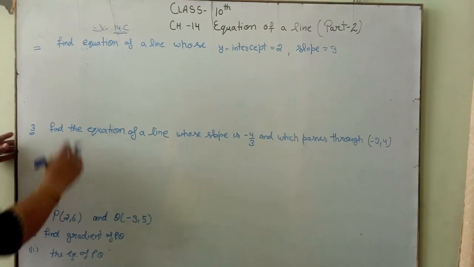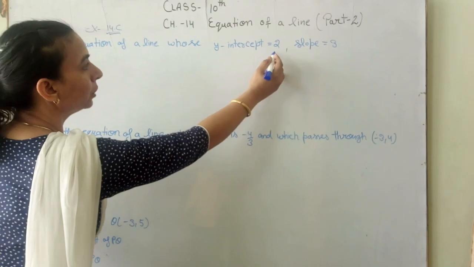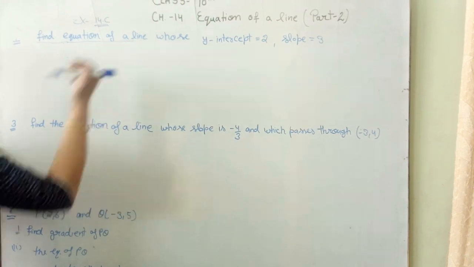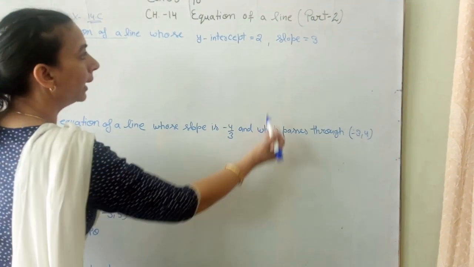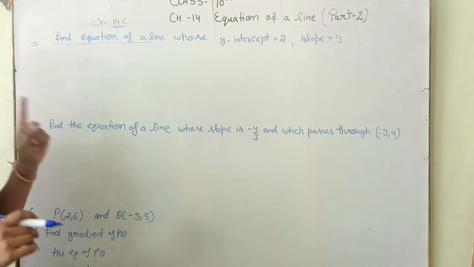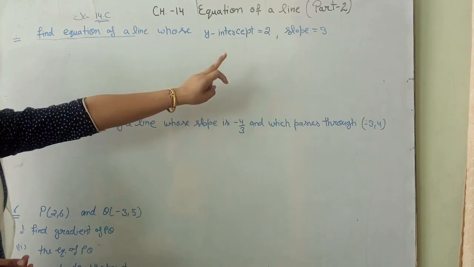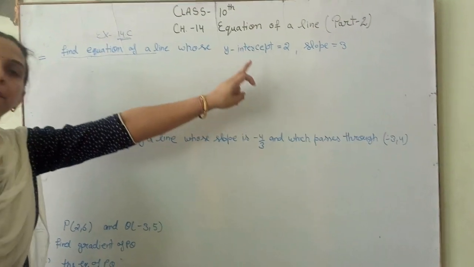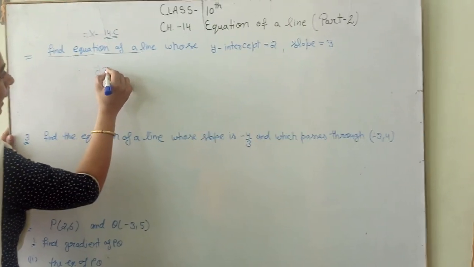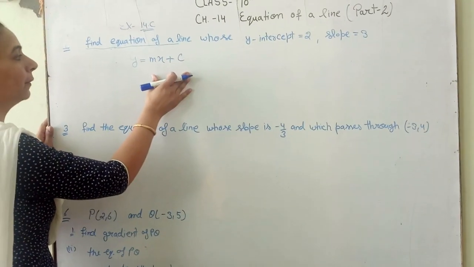Question number one: find the equation of a line whose y intercept is equal to 2 and slope is equal to 3. Students, in question number one, we find the equation of a line for which the y intercept and slope are given. If the y intercept and slope are given, then we use one of the 3 types, the slope intercept form, which is y equal to mx plus c.